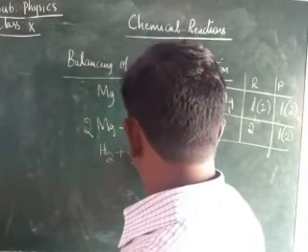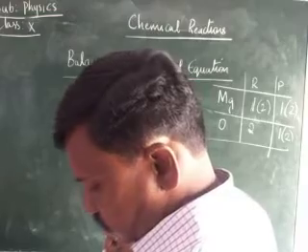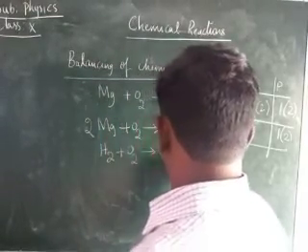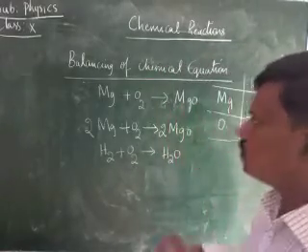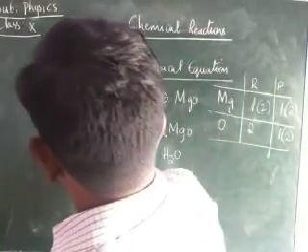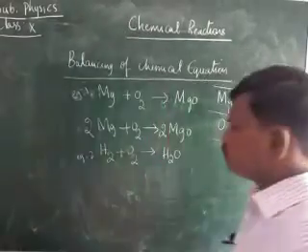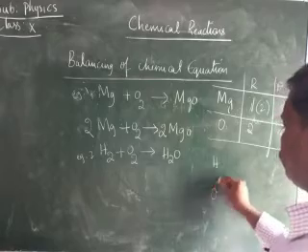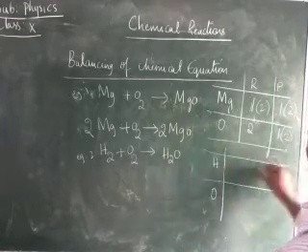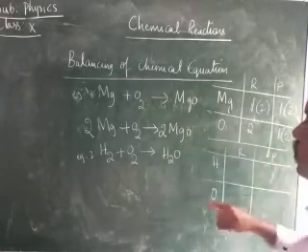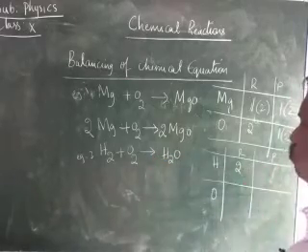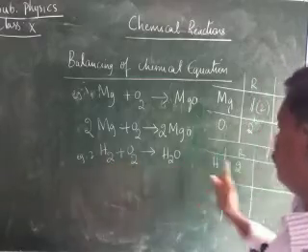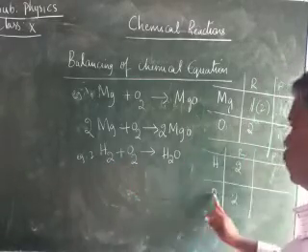In the same way, another example is given. See here, H2 plus O2 gives rise to H2O. This is example 2, another example. Here I am writing what hydrogen and oxygen are there. What are the elements over here, on the reactant side and product side? Okay, how many hydrogens are there? 2. How many oxygens are there? Reactant side, hydrogen 2, oxygen also 2.